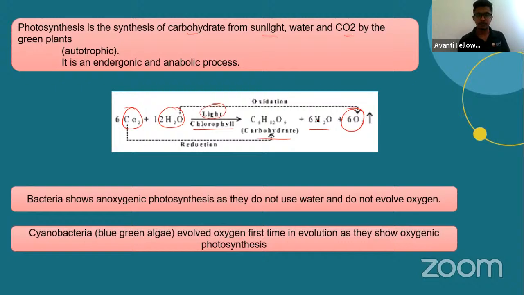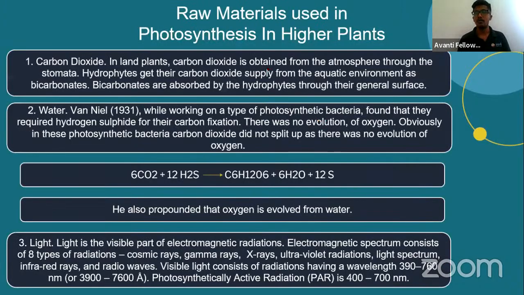Okay, so let's see. We know the raw materials for photosynthesis in all organisms. They require carbon dioxide. Carbon dioxide is a must for any organism, whether it is a chemoautotroph or a photoautotroph, it doesn't matter. And next is water, or any electron donor. We call it an electron donor.